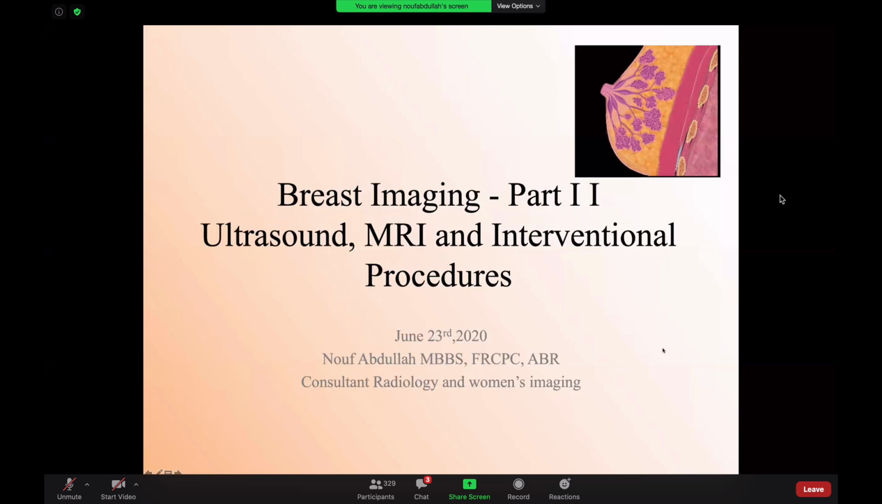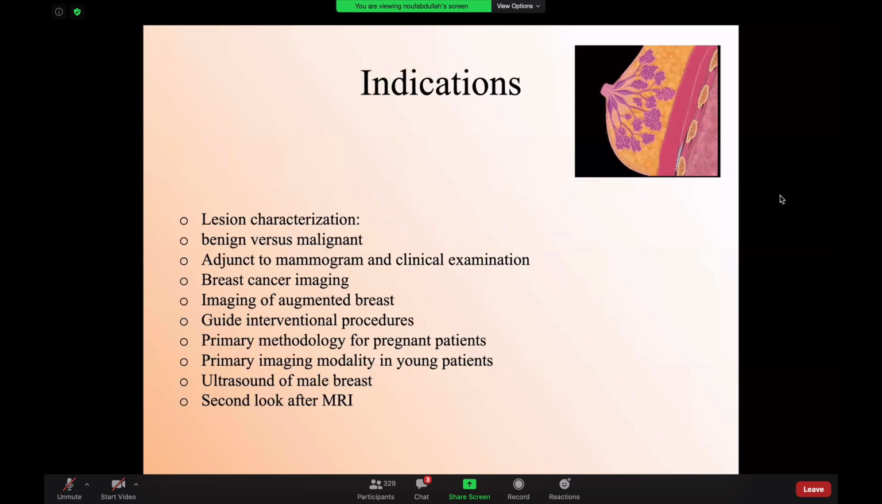Okay, so for breast ultrasound, the indication of breast ultrasound is very variable. I would always say that it really depends on the age of the patient. Whenever you're looking at a mammogram and you see a mass, we use ultrasound for lesion characterization. We will use ultrasound to differentiate between benign and malignant lesion.